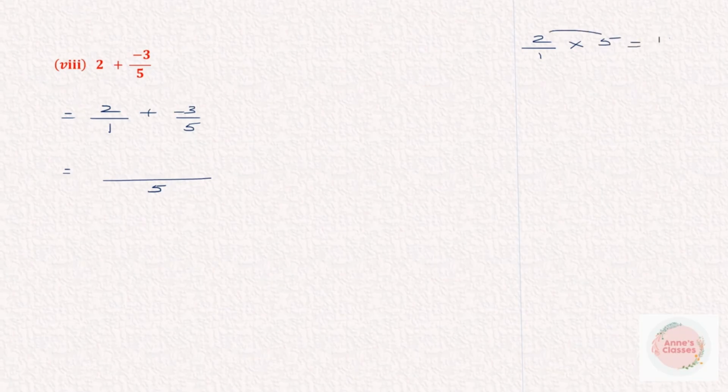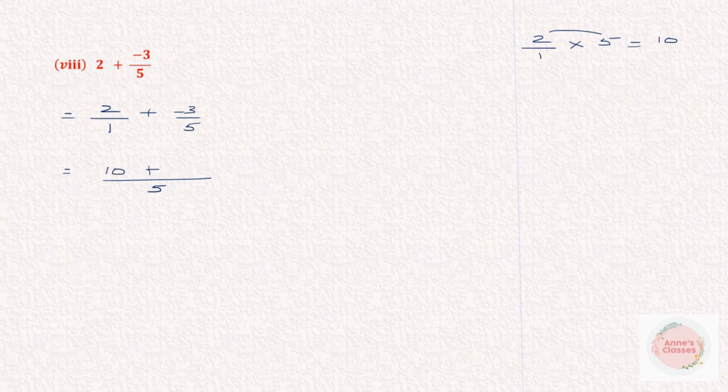Question 8, 2 plus minus 3 by 5. So this is 2 by 1. We'll make it a fraction plus minus 3 by 5. So the LCM in this case will simply be 5 because among the denominators, one is 5 and the other is 1. So when you have one and another number, the other number becomes the LCM. So now take the first fraction, 2 by 1 multiplied by the LCM, which is 5. So here let's multiply the numerators. 2 fives are 10. 10 by 1 is 10. So let's write 10 here.